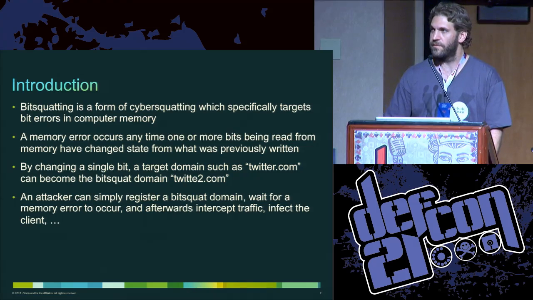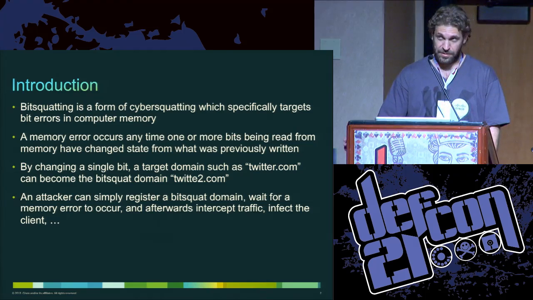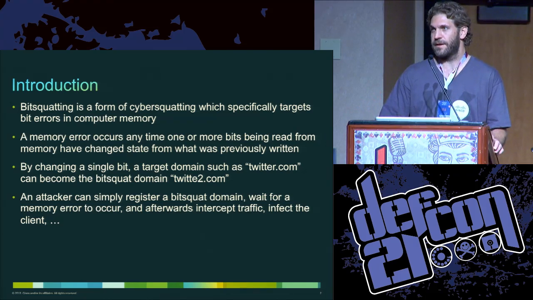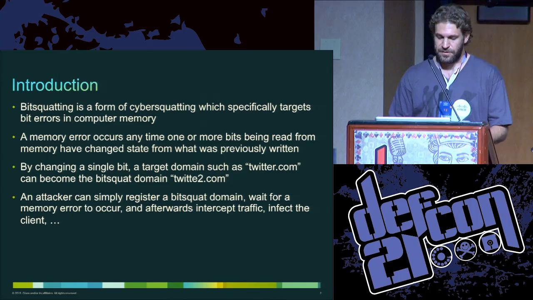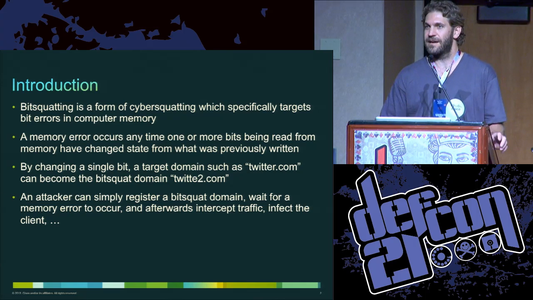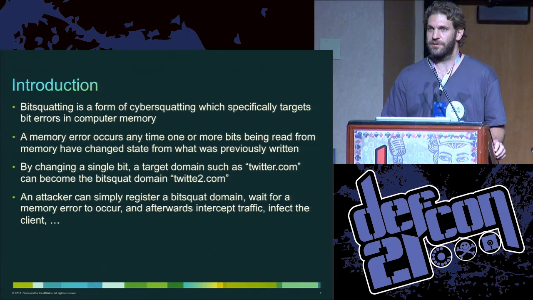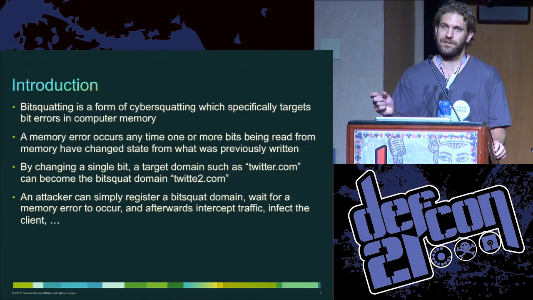So if you know what typosquatting is, then you'll be able to understand the concept of bitsquatting. It's not a whole lot different. Where typosquatting is registering a domain name that is maybe confusingly similar, that somebody might mistype on a keyboard, bitsquatting involves actually registering domain names that are one binary digit different.